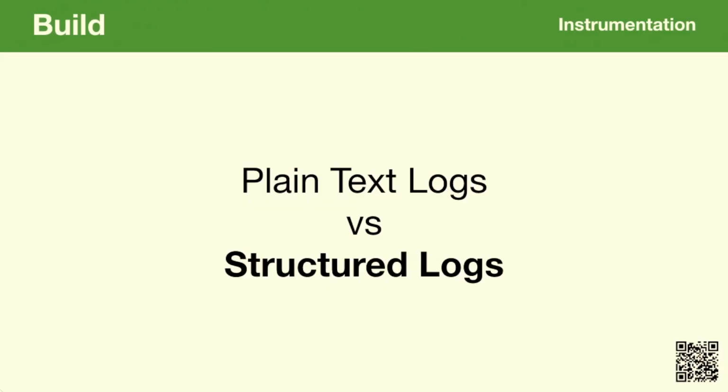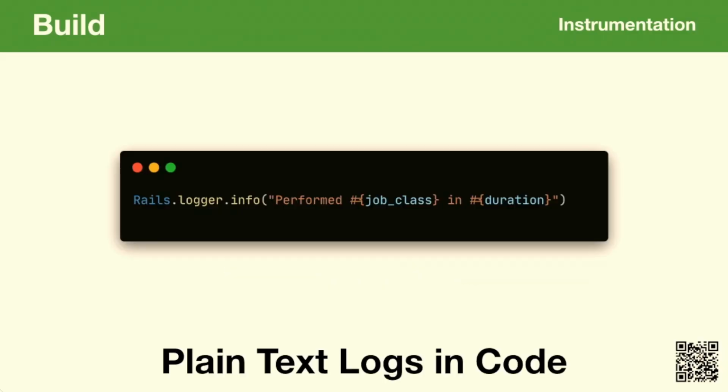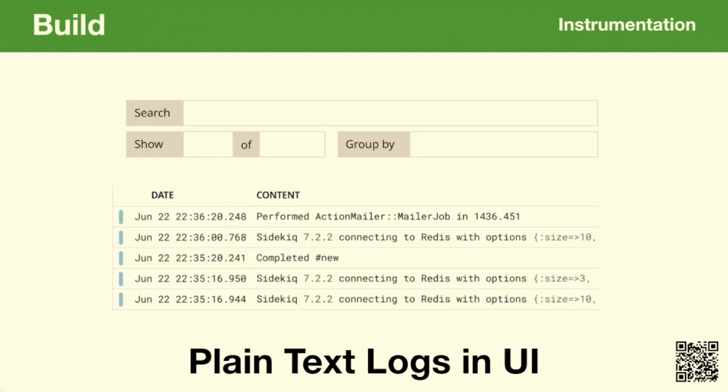Why structured? Well, here's what plain text logs look like in code. I'm sure you've seen this before, logger.info, pretty standard stuff. It's got the job class and the duration. And here is what it looks like in our observability tool, whether that's Sentry, New Relic, Airbrake, Honeybadger, AppSignal, Rollbar, or Honeycomb. They're all sponsoring today.